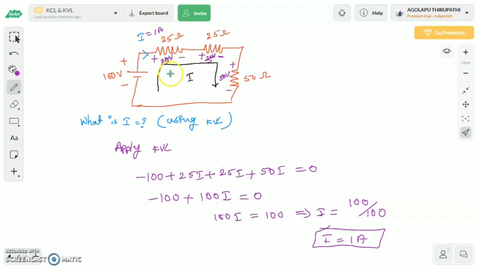What is the first statement? According to the first statement, in any closed loop, the sum of voltage rises is equal to the sum of voltage drops. Let's check that. The sum of voltage rises is 100. The voltage drops are 25 plus 25 plus 50, which is also 100. Both are the same. This is the procedure for Kirchhoff's voltage law. Thank you.